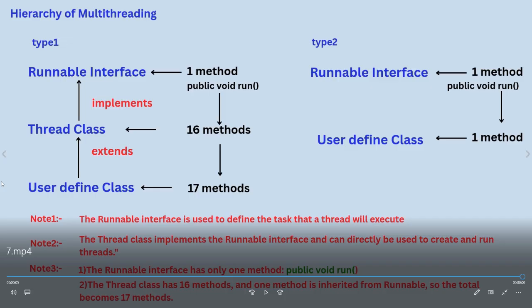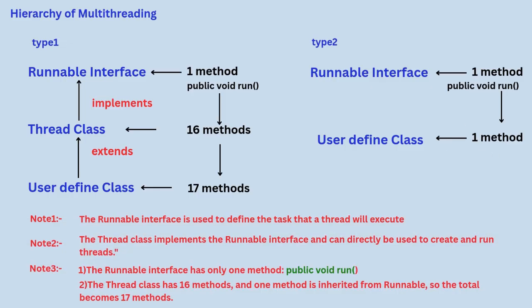Okay, here note, the Runnable interface is used to define the task that a thread will execute. The Thread class implements the Runnable interface and can directly be used to create and run threads. The Runnable interface has only one method, that is public void run, and the Thread class has 16 methods, and one method is inherited from Runnable, so the total becomes 17. That I have shown you in the flowchart.